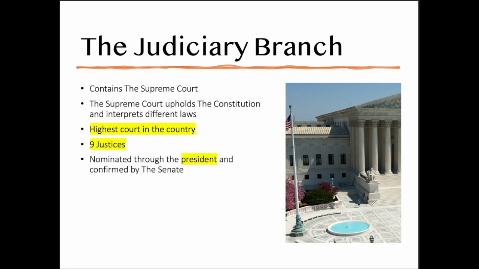The final branch is the judiciary branch, which contains the Supreme Court, which is responsible for upholding the Constitution and interpreting different laws to decide on how to abide by them. The Supreme Court is also the highest court in the country. The Supreme Court consists of 9 justices. They are nominated by the president, and then they are confirmed by the Senate. So that's how the government is structured.